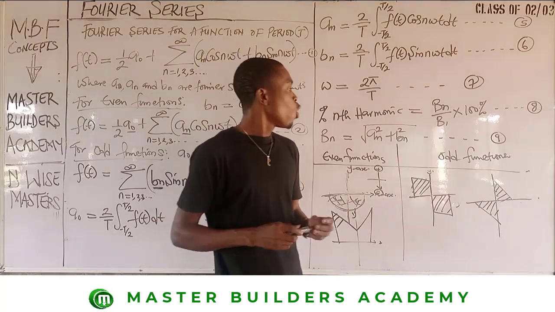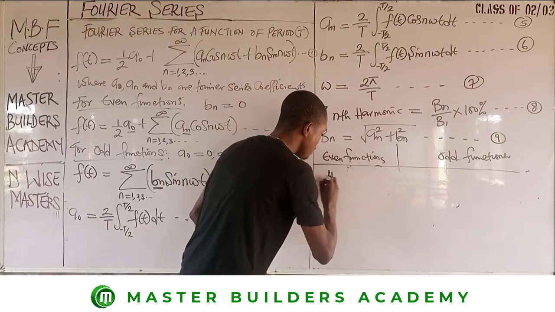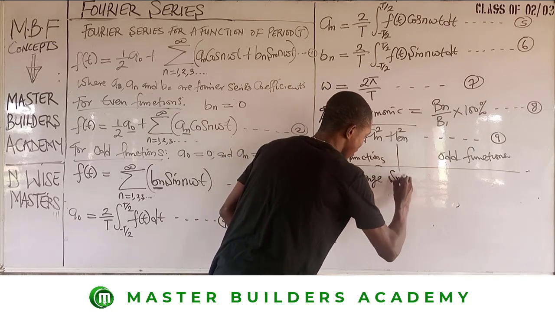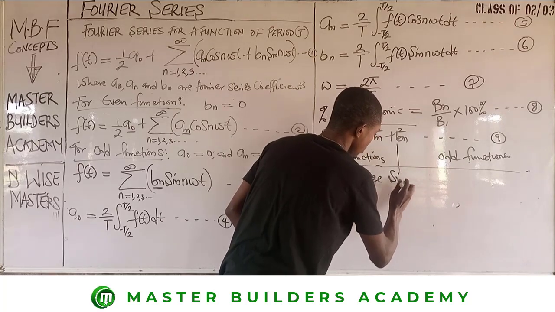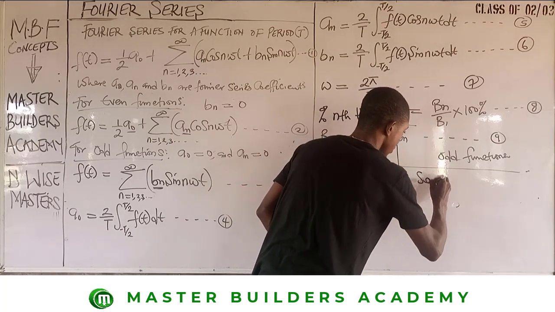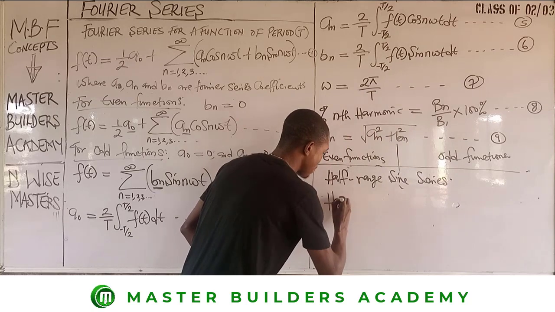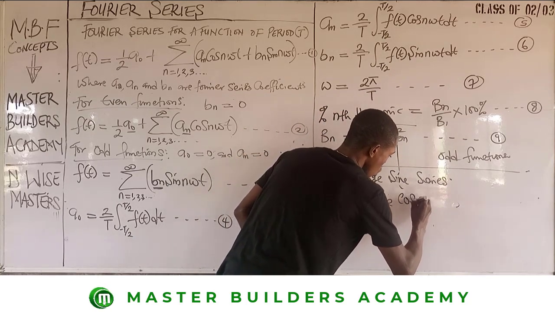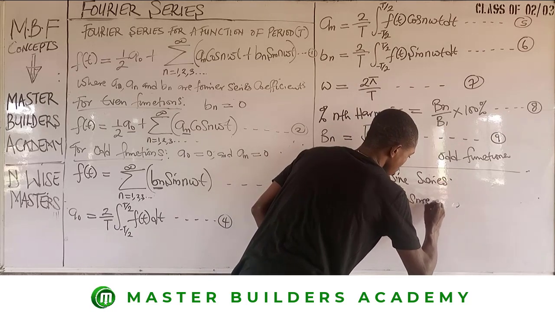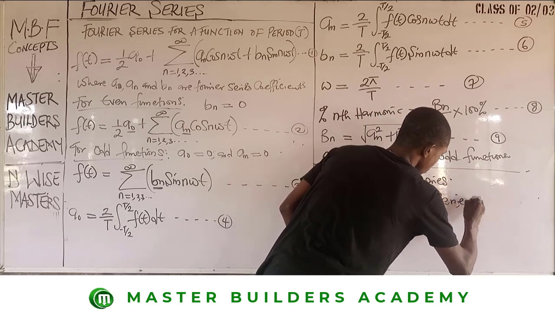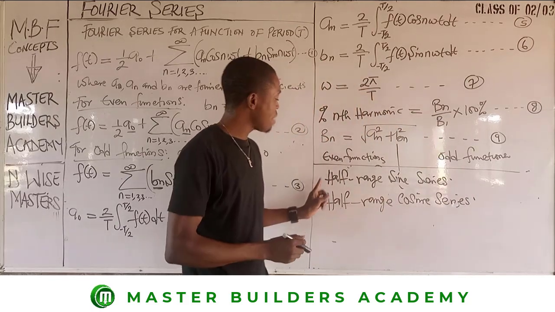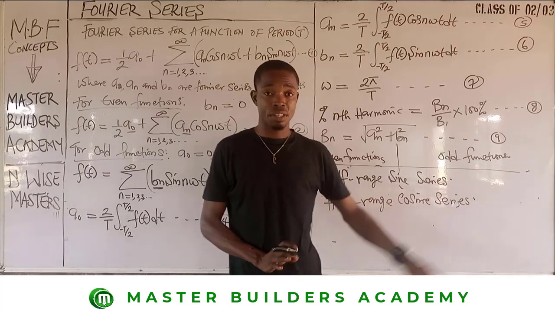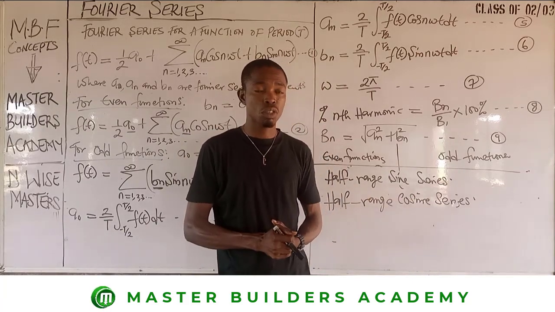Then finally, we have what we call the half range sine series and the half range cosine series. So now, what's the difference between the half range sine series and the half range cosine series? What's the difference between the two?